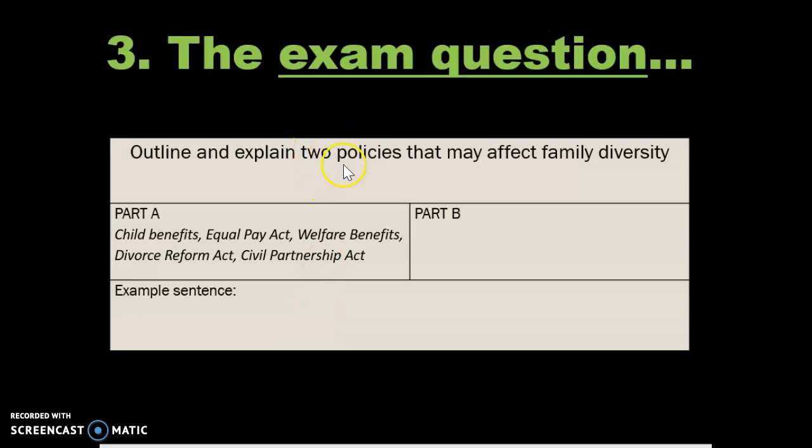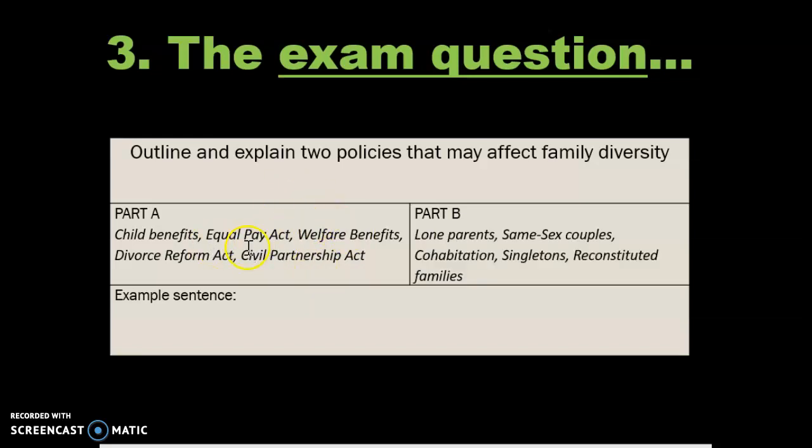So possible policies, and we know this is a family question, so we want ones that will impact the family, whether directly or indirectly. We've got Child Benefits, Equal Pay Act, welfare benefits. We've also got the Divorce Reform Act, Civil Partnership. There is quite a few that you could choose from. I've just listed some there off the top of my head.